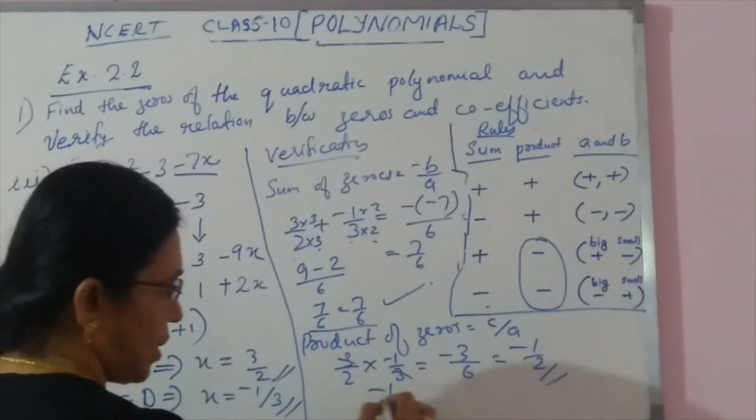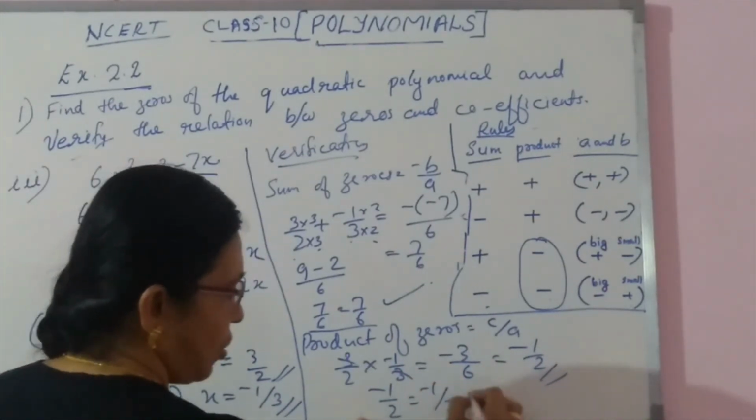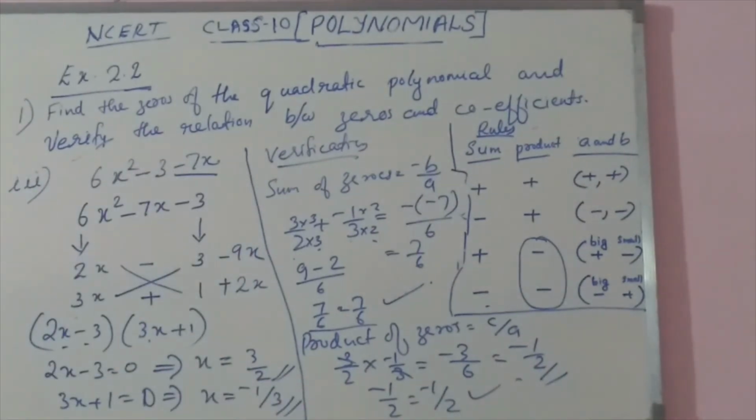Here also 3 we can cancel. Minus 1 by 2 is equal to minus 1 by 2. So product of zeros also verified.